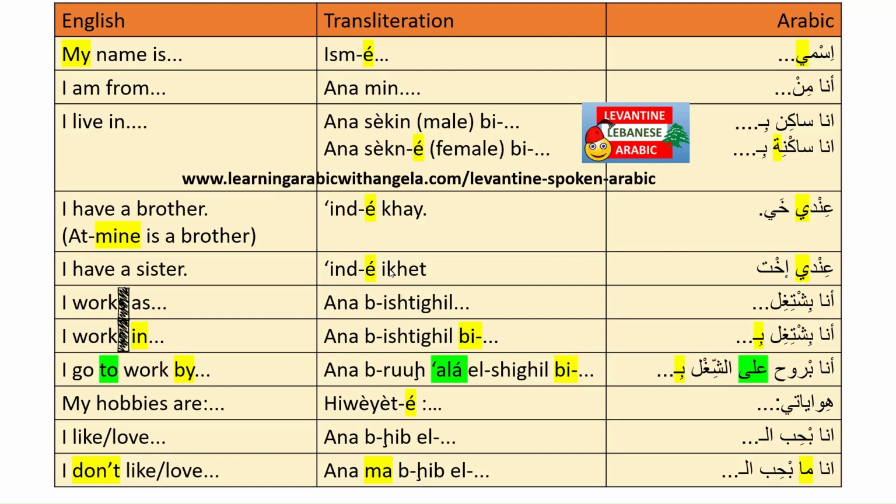عندي أخت. I have a sister. So أخت, again, so literally we're saying at mine. عندي أخت. We add the A sound or the ya. عندي.